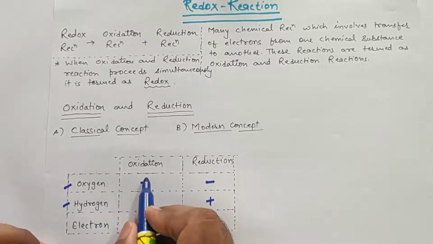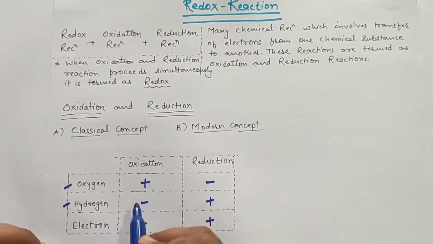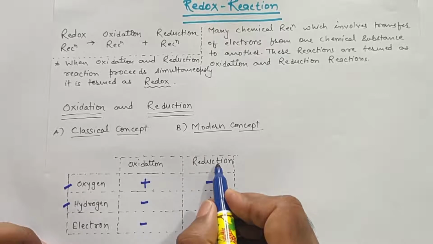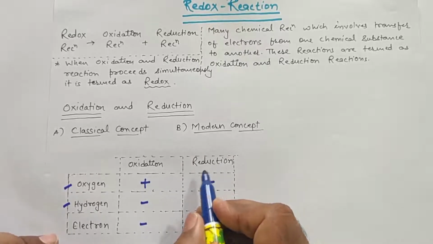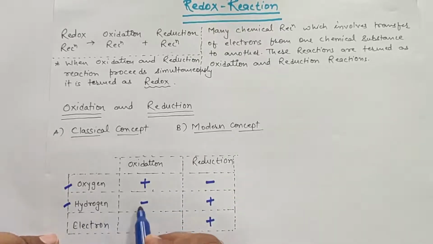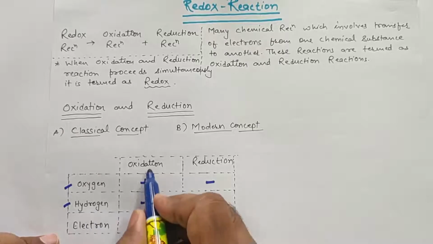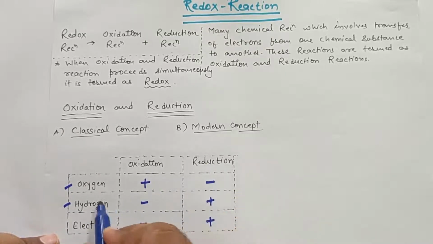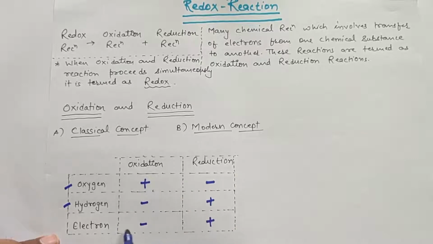The addition of oxygen is known as oxidation. The removal of oxygen is known as reduction. Same, the removal of hydrogen is known as oxidation and the addition of hydrogen is known as reduction. The removal of electron is known as oxidation and the gaining of electron is known as reduction.